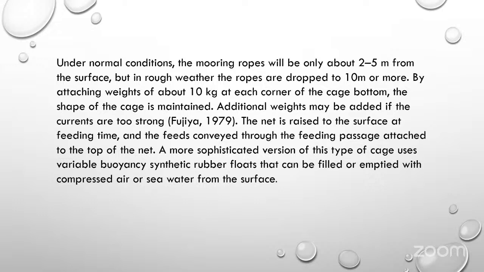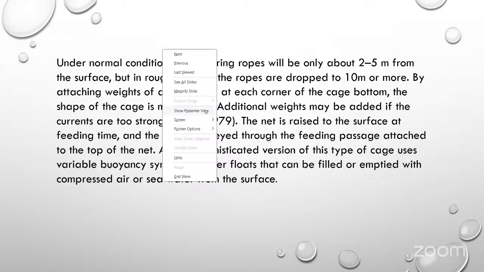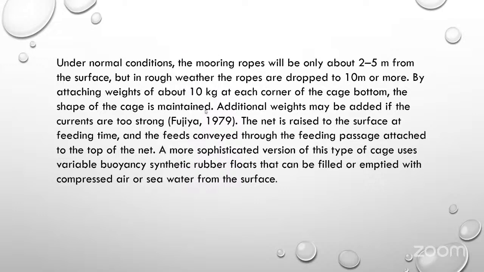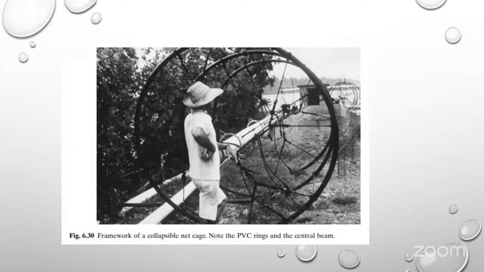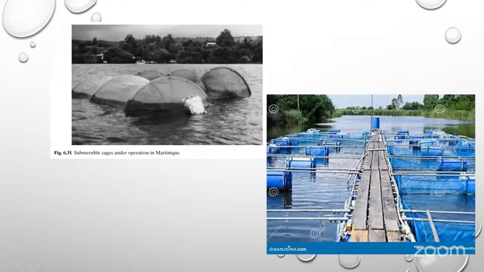A more sophisticated version of this type of cage uses variable buoyancy synthetic rubber floats that can be filled or emptied with compressed air or seawater from the surface. This is the framework of a collapsible net cage. And these are submersible cages.